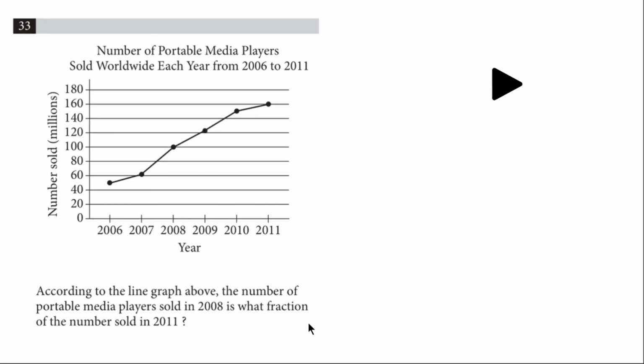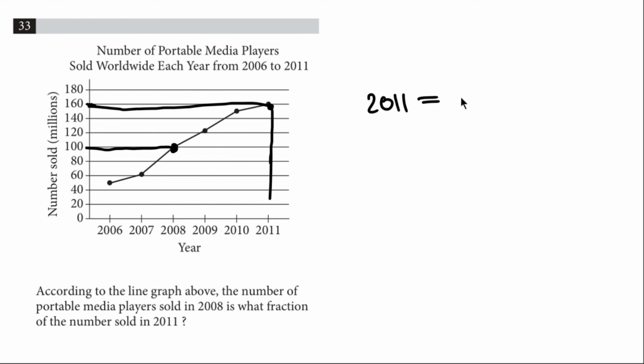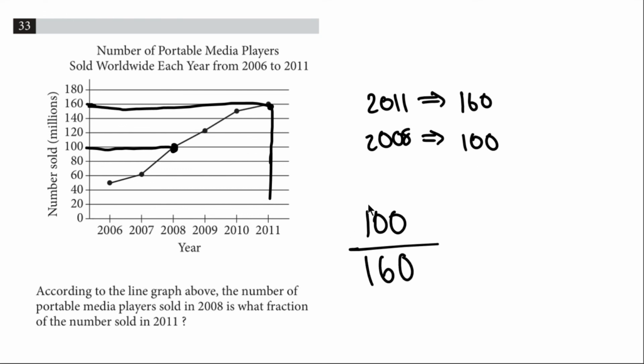According to the line graph above, the number of portable media players sold in 2008, so this number right here, is what fraction of the numbers sold in 2011? Well, in 2011, this many players were sold. In 2011, they sold 160 players, and in 2008, they sold 100 players. We need to find what fraction of 2011's sales are the 2008 sales. So we have to divide 100 by 160.